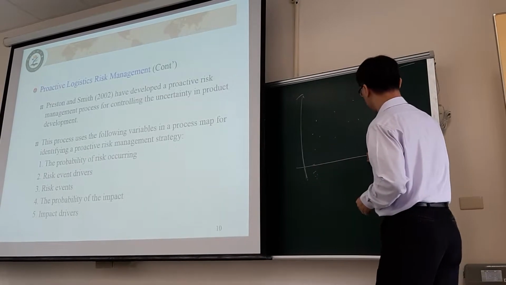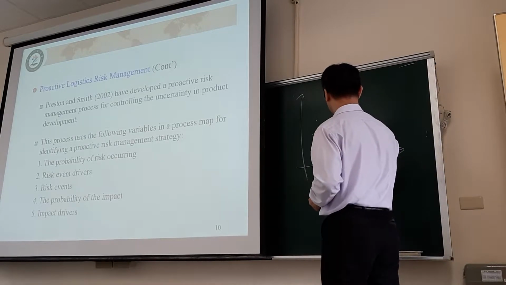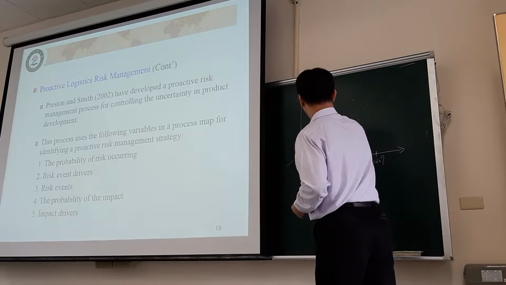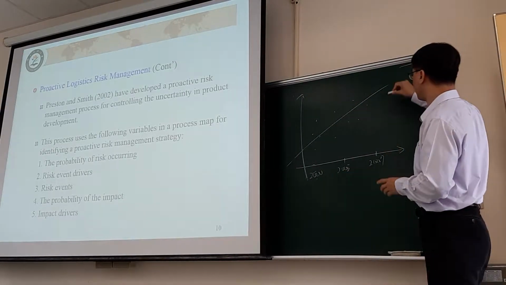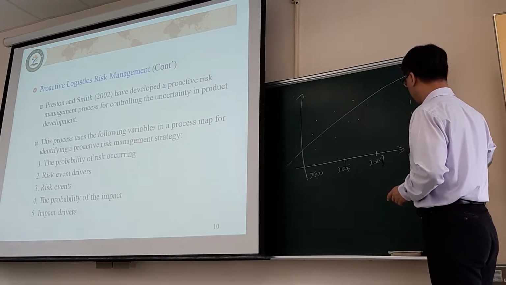Maybe this is 2007, maybe this is 2005, this is 2000. And then they draw a straight line to represent those dots. Based on this, maybe you can keep predicting, like 2020, something like that.